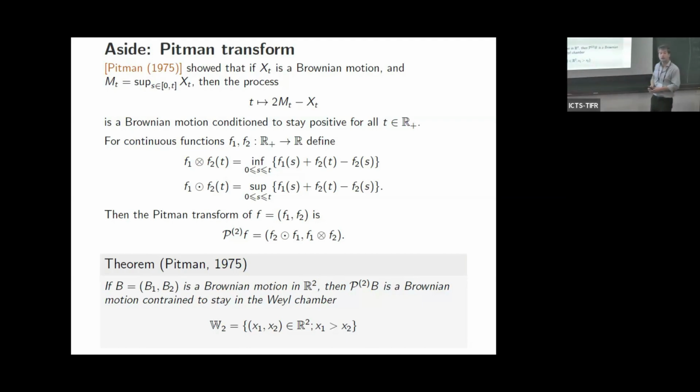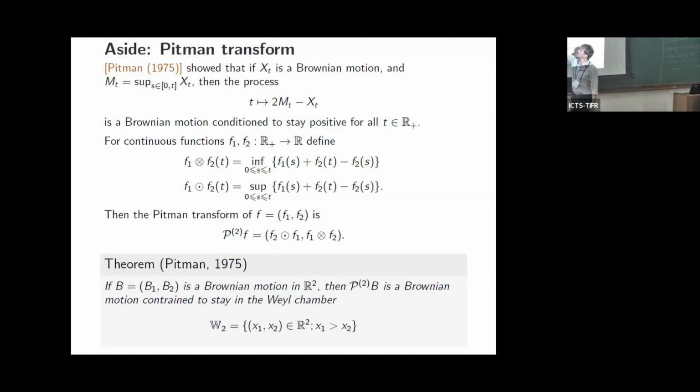Sorry, just to clarify, the arguments inside both of these definitions are the same? Yes. It's not f2 of t in the second one? Yes, here what is inside is the same. The difference is infimum, supremum. I think it should be correct.